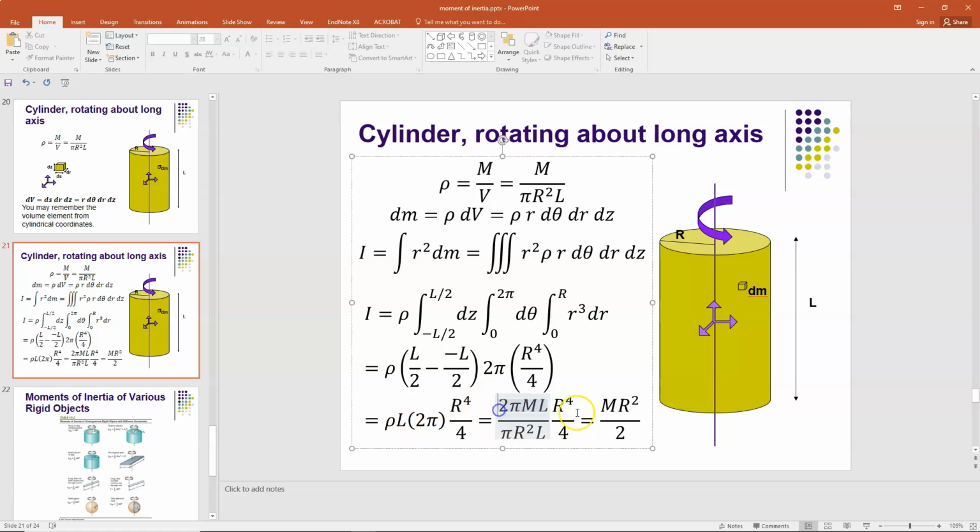So that big mess is right here, okay? And then I can cancel a lot of stuff out. The R squared on the bottom cancels out with part of the R to the 4th on the top. The L's cancel, the pi's cancel, and so on and so forth. So when I end up simplifying this expression, I just get m R squared over 2, all right? So there you have it. That's how to find the moment of inertia of a three-dimensional object.